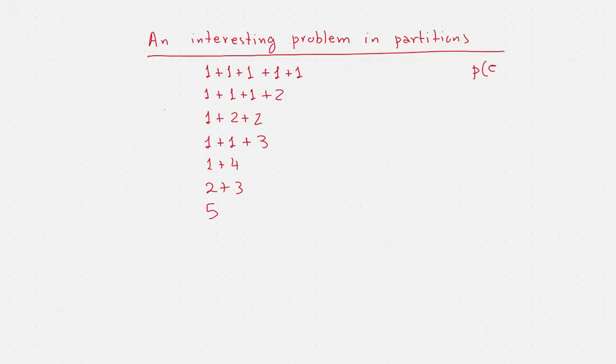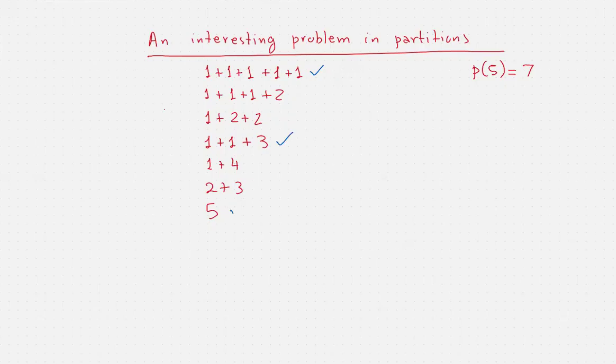Okay, now let's single out the partitions whose components are odd numbers, just odd numbers. Let's denote them with a blue check mark. So we have this one, then we have this one, and finally we have this one. The other 4 partitions have at least an even number in them.